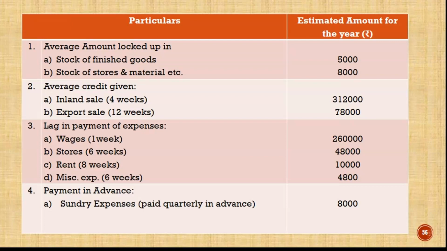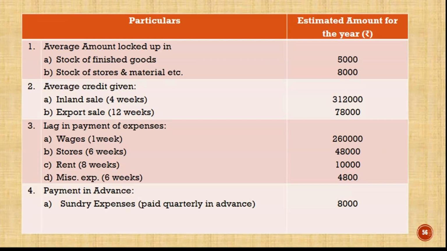Third, lag in payment of expenses. Wages, 1 week, 2,60,000. B, stores, 6 weeks, 48,000. C, rent, 8 weeks, 10,000. D, miscellaneous expenses, 6 weeks, 4,800. And finally, at the end, payment in advance, sundry expenses paid quarterly in advance, amount 8,000.